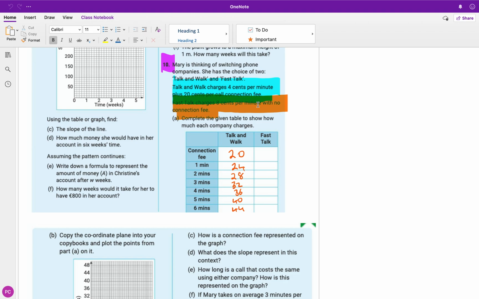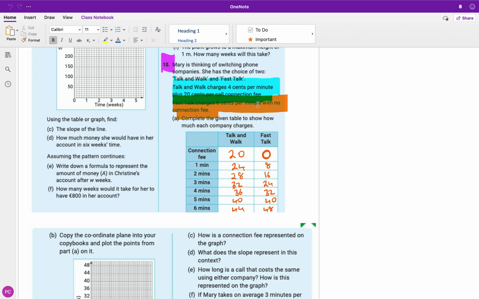The second one, Fast Talk, 8 cents per minute, but no connection fee. So this is why I had to go back on that last one, because they would look funny across if I had to add them up at the end. So no connection fee, and then you pay 8 cents a minute. So 8, 16, 24, 32, 40, and an 8 is 48. So that's 8 cents every time. Here I'm adding 4 on the left, Talk and Walk, I'm adding 4 cents. On the right, I'm adding 8 cents every time. Okay, so there's our table filled in.